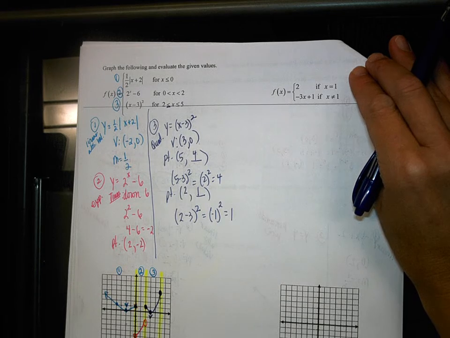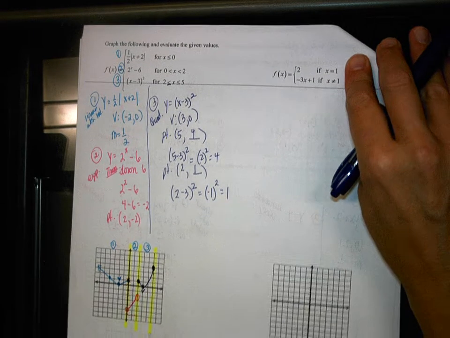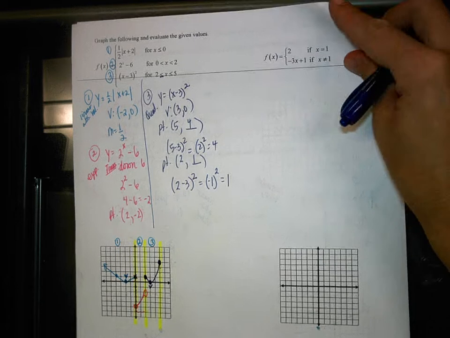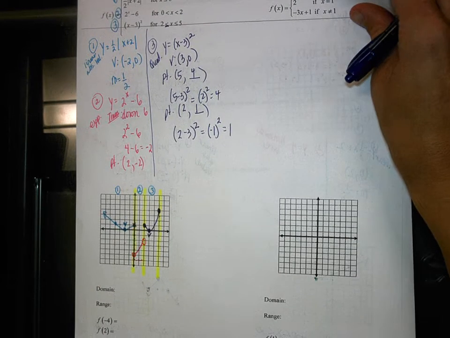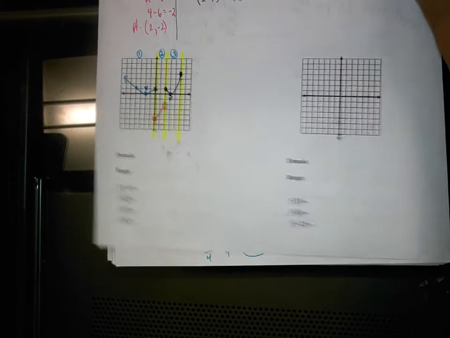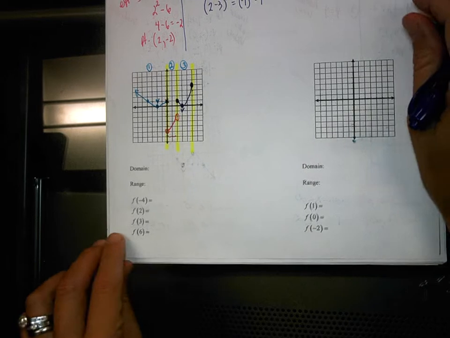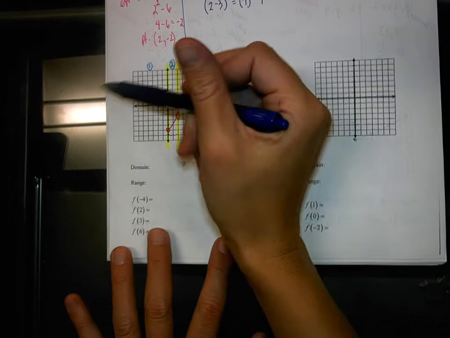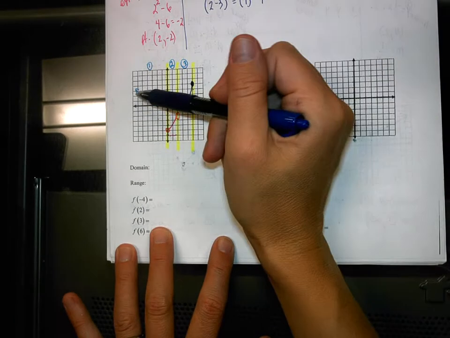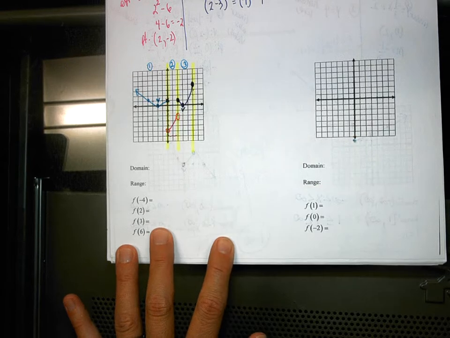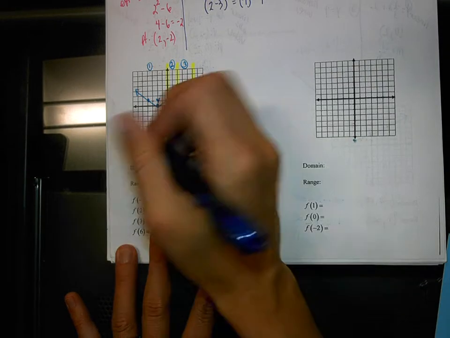All right, are we good here? So now we're going to write out the domain and range. So we can just look at our graph now. Our domain. So going from left to right, what is my smallest value for the domain? Very good. Negative infinity.